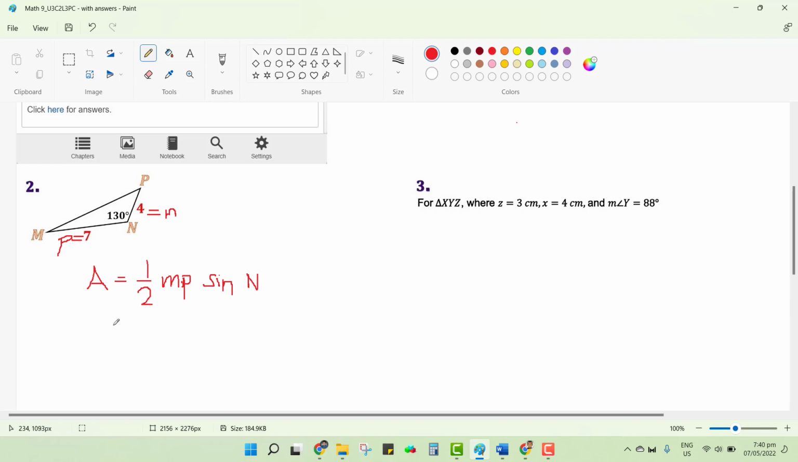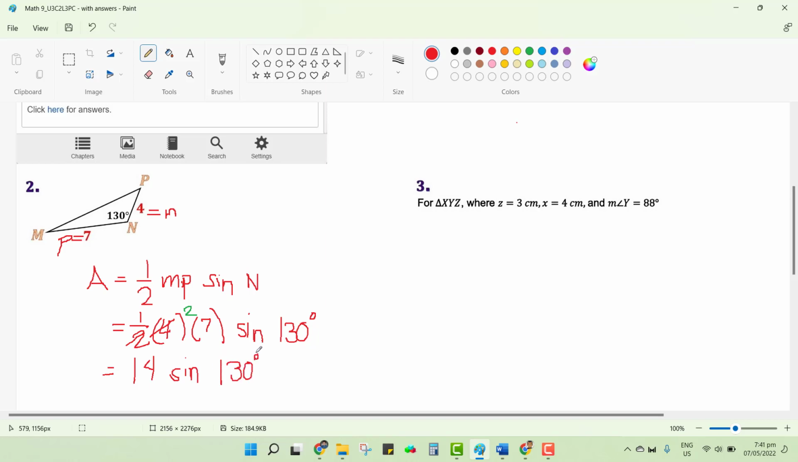Then we need to substitute the values. You will have here 1/2. M is actually 4 times P, which is 7, times sine 130 degrees. To continue, you could always divide 2 and 4, and you will get 2. And instead, you will have here the result, which is 2 times 7 is 14, times sine 130 degrees.